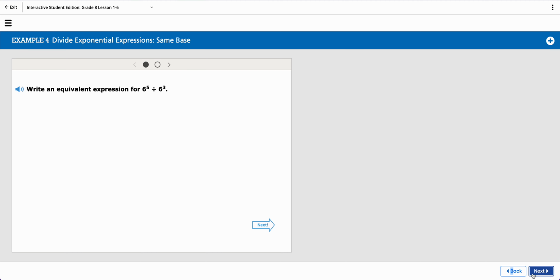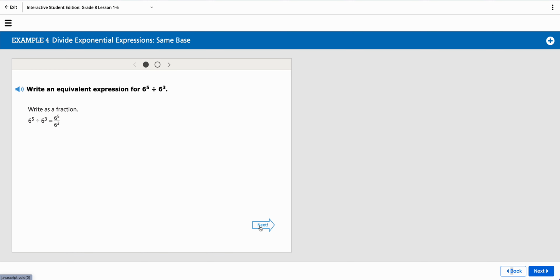So how can I get 6 squared out of my original expression, without expanding it and writing all that out? Subtract, okay? When you multiply bases, you add exponents. When you divide bases, you subtract the exponents. So the bases have to be the same, and we're gonna keep the base, subtract the exponents, okay? All right, clear that, next.